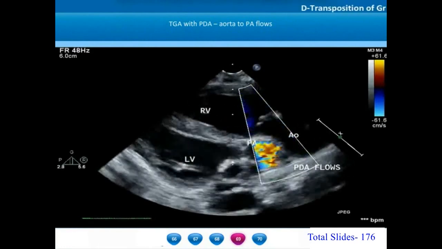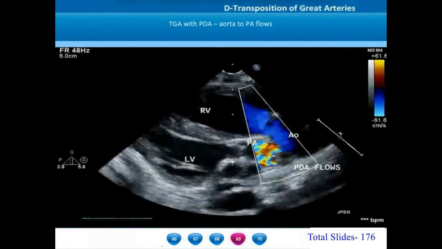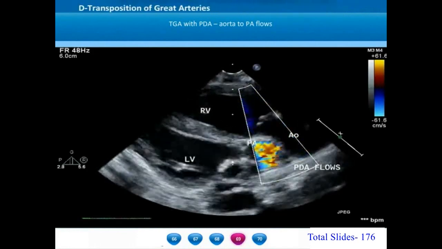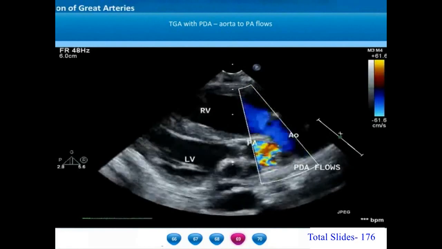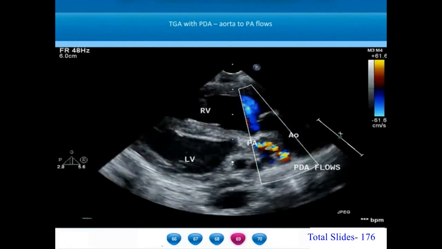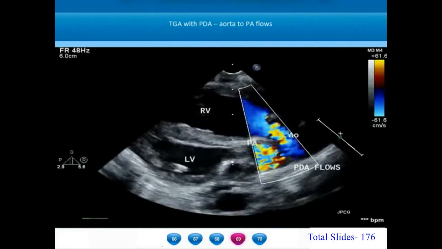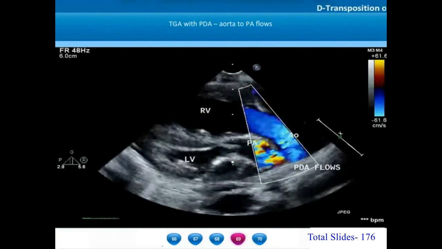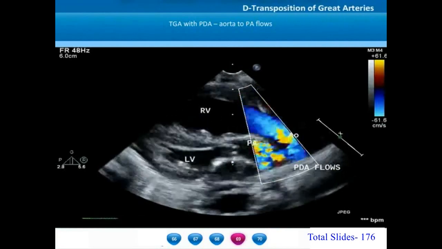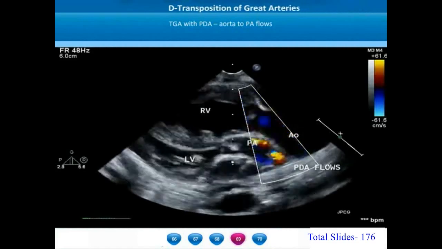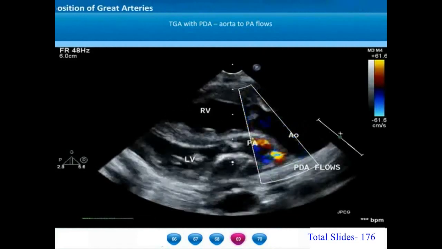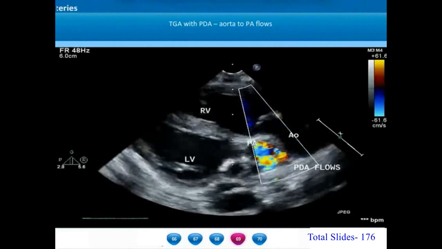Another post-tricuspid intercirculatory mixing seen commonly in transposition of great arteries is patent ductus arteriosus. In this example, on parasternal long axis, we can notice the aorta originating from the right ventricle, the pulmonary artery originating from the left ventricle, and both of them have a parallel outflow tract. The aorta is anterior and the pulmonary artery is posterior. We can notice that there is a continuous flow into the pulmonary artery from a restrictive ductus arteriosus.